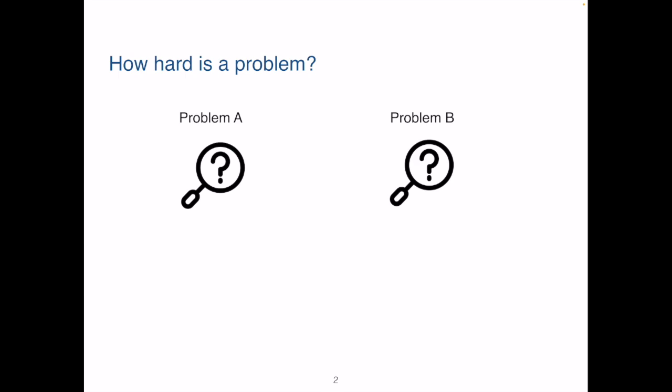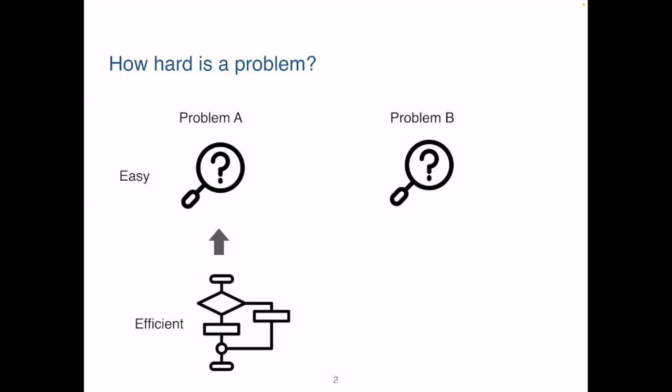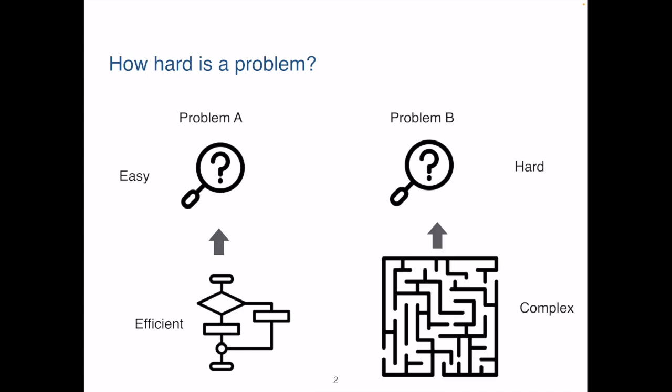How to characterize how hard a problem is? Its difficulty is reflected by how easily we can solve it. Problem A is easy because its algorithm, and to be more specific, its best algorithm, is very efficient. Problem B is hard because its best algorithm is very complex. So yes, we can characterize how hard a problem is based on the efficiency of its best algorithm.